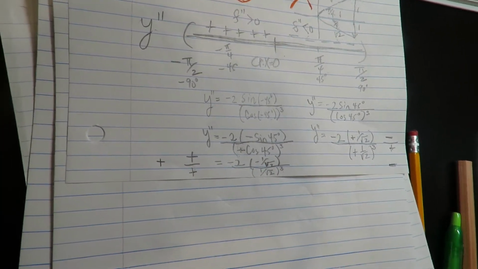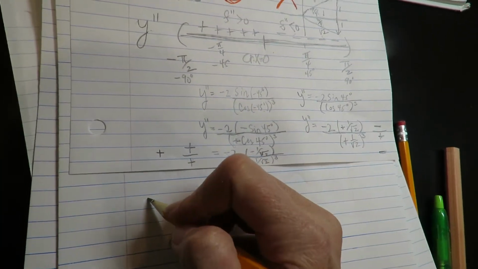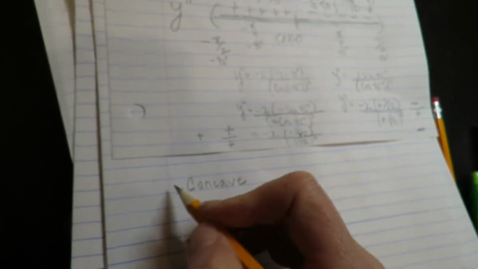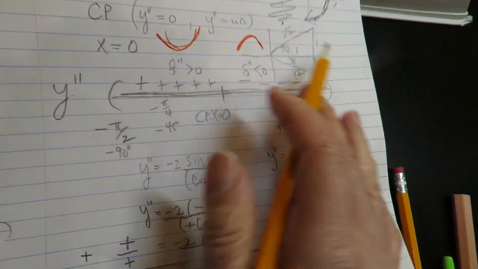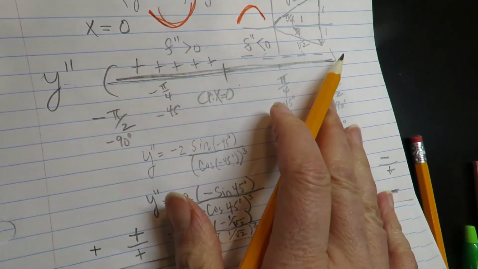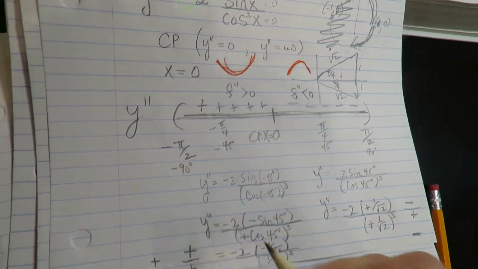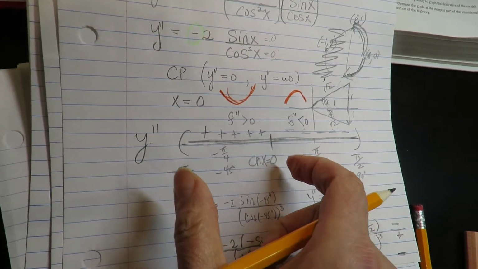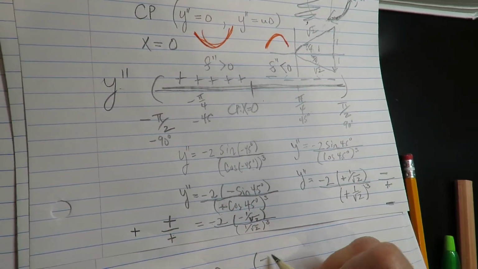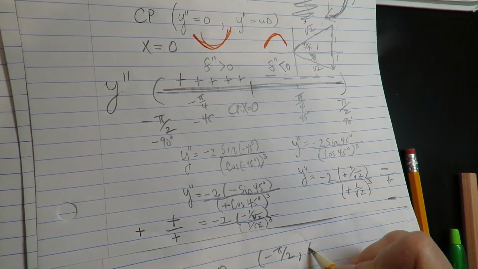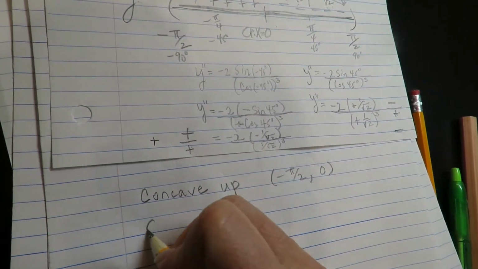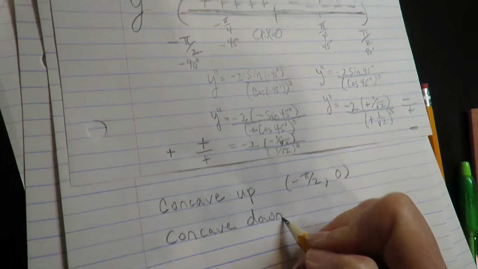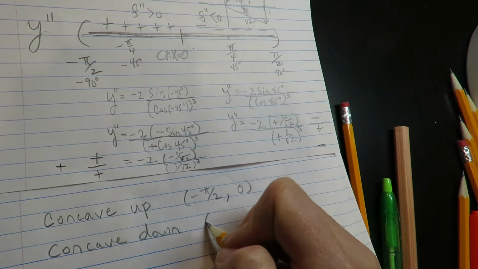So for this problem, it's concave up. Now remember, when I'm referring to the original function, this means this research we did is telling me that the original function is concave up on the domain of negative pi over 2 to 0. And the original function is concave down from 0 to pi over 2.